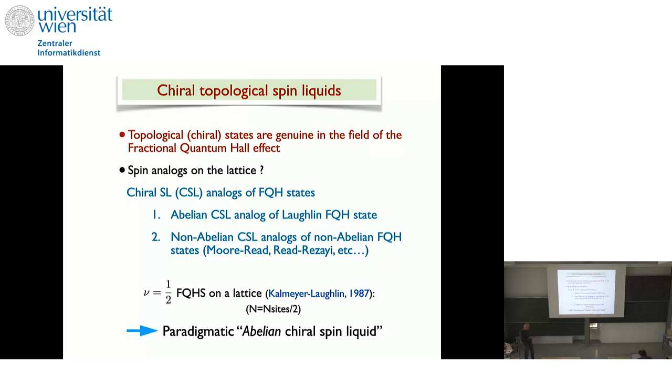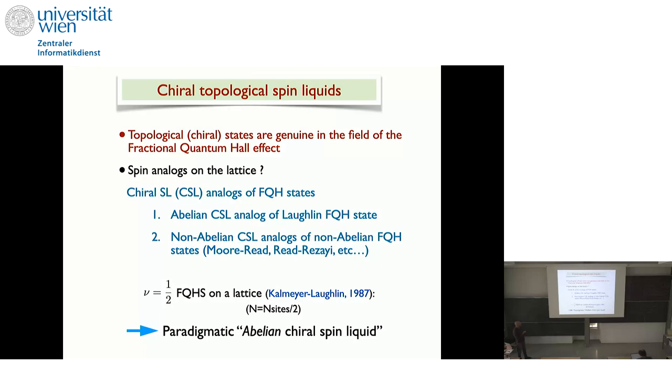Let's start with some basic things. These topological chiral states are something that are very well known and genuine in the field of the fractional quantum Hall states. So here we are interested in what we can call the spin analogs, the quantum spin analogs on the lattice.